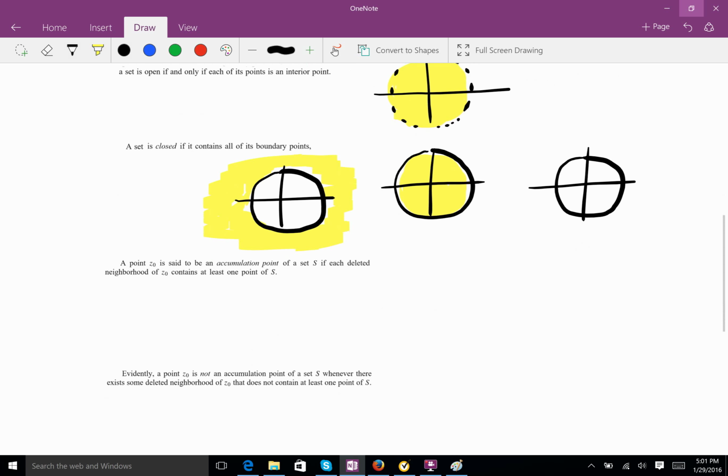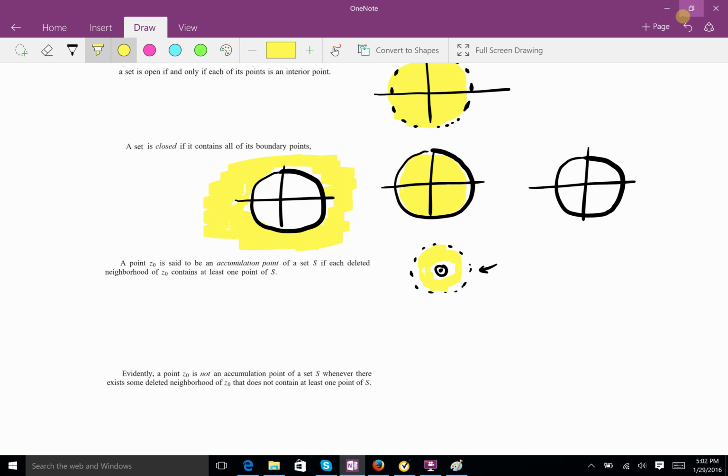So this is a definition of accumulation point. And what we're going to say is that we have some set S. And now we're going to look at what's called the deleted neighborhood of Z0. So the deleted neighborhood of Z0 is a little circle that doesn't contain Z0. So it's a circle that doesn't contain its origin. So this would be called the deleted neighborhood of Z0. And again, it would be all the points like this.